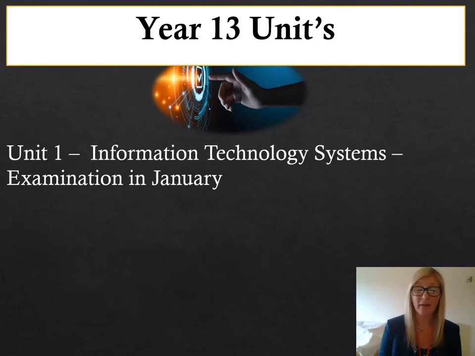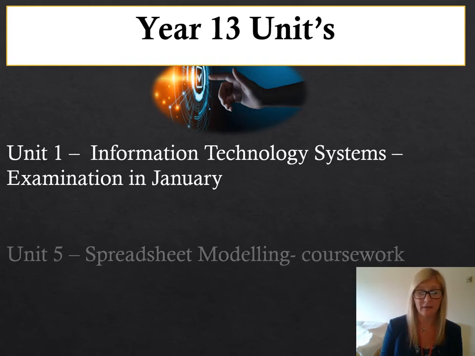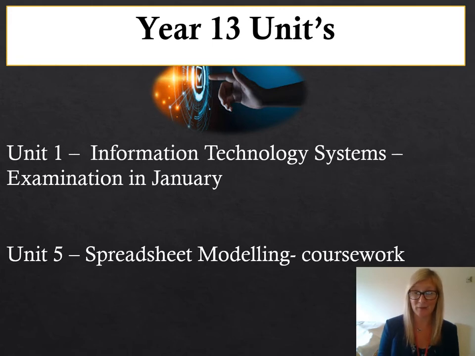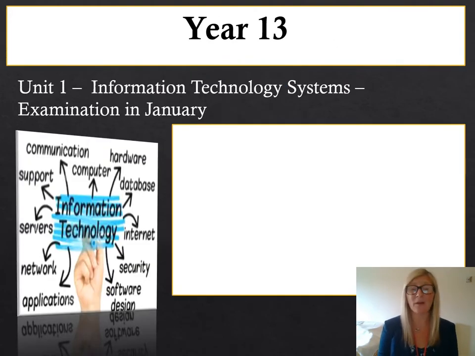In Year 13, again, there are 2 units. Unit 1, Information Technology Systems, is an examined unit, which you will take in January of Year 13. Then your coursework unit is Unit 5, which is spreadsheet modelling. Again, this will be 2 assignments that you will complete independently once the content and the theory has been delivered to you. Again, let's have a look at these in a little bit more detail. Unit 1, Information Technology Systems.